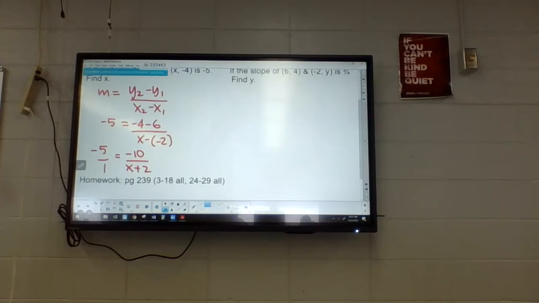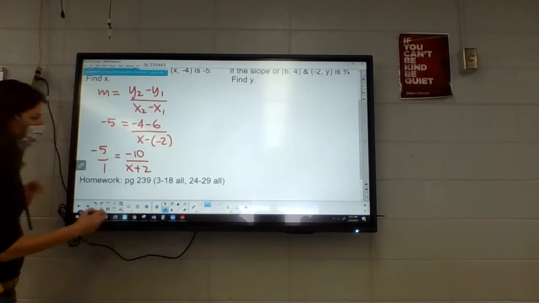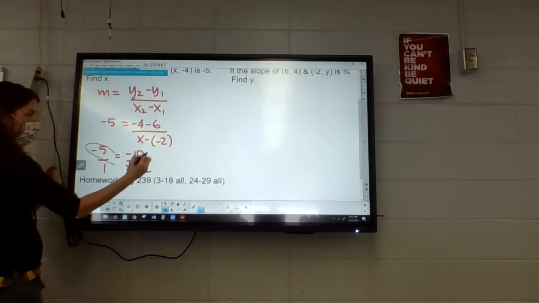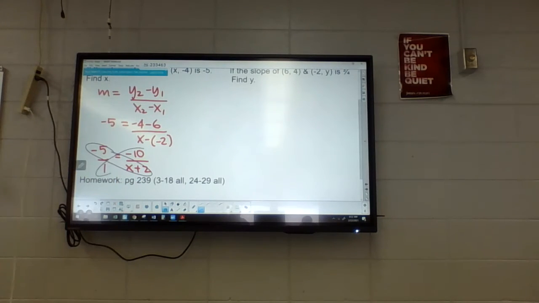When we have a fraction equaling a fraction, we just did this last chapter. What's that? Cross multiply. There we go. That's what I was looking for. So if I put that over 1, I can just cross multiply. This just becomes a proportion that I can solve.